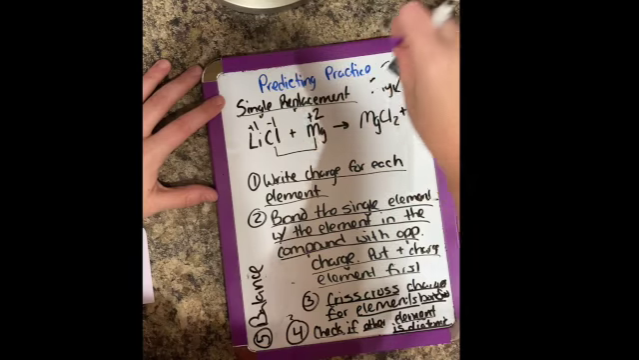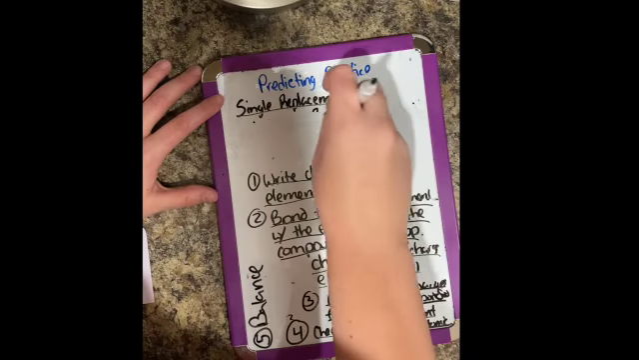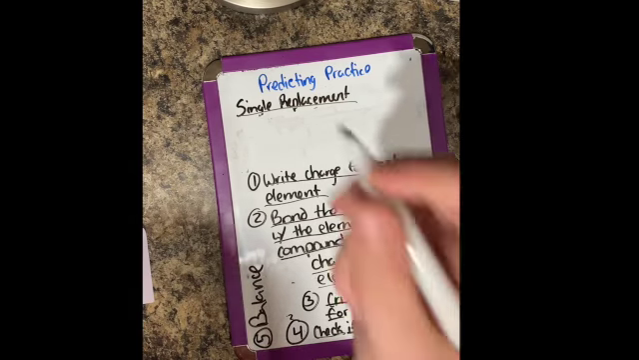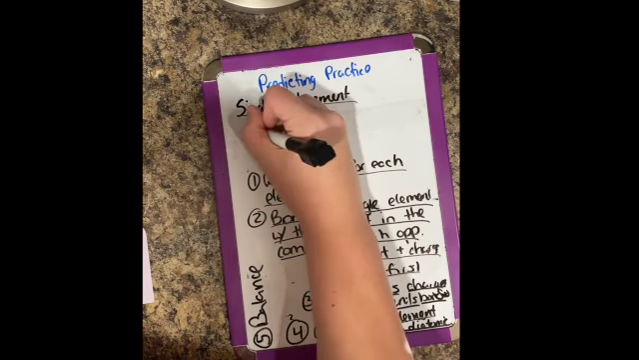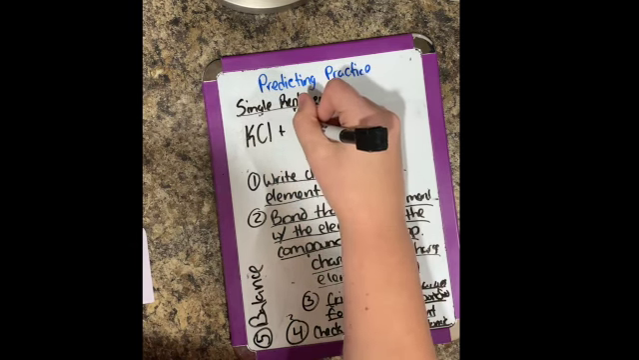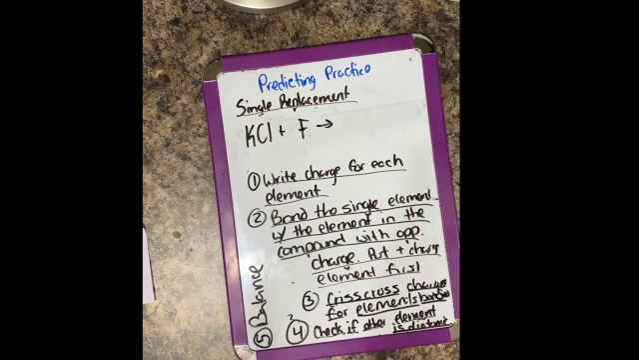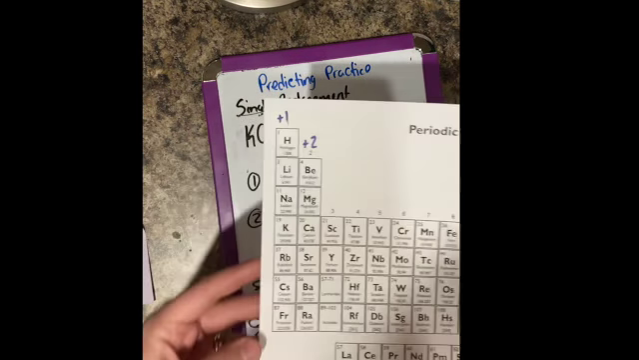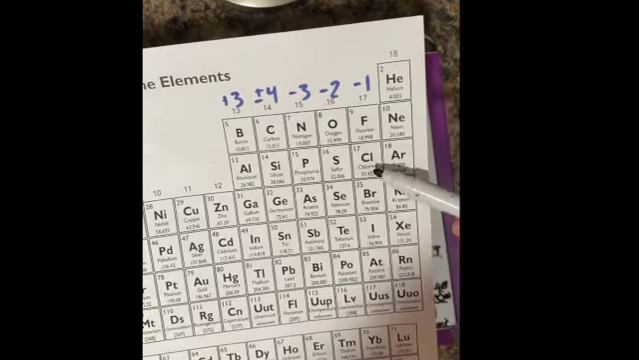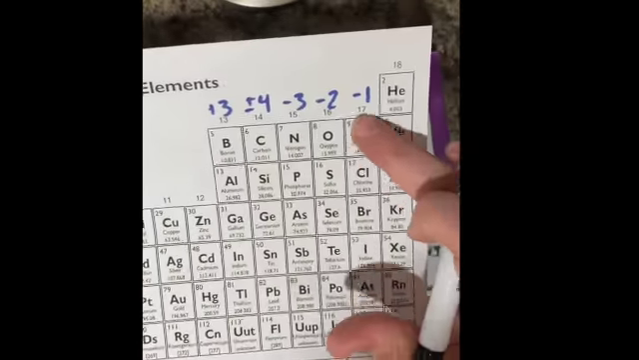Okay, so let's do one more example of single replacement. Let's do KCl plus F. Step 1, write charge for each element. So let's find K. It has a +1 charge. Cl has a -1 charge. F has a -1 charge.